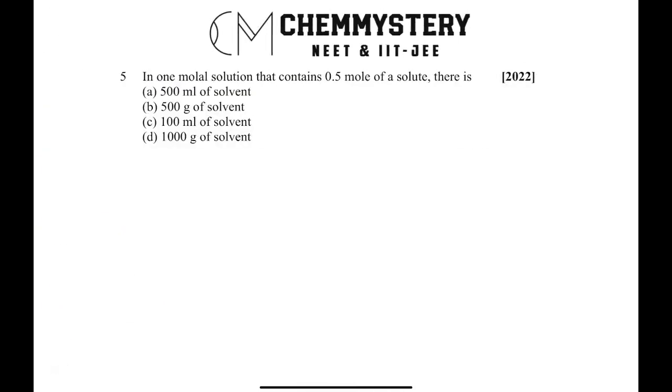Next one. In a 1 molal solution, what is given to us? Molality of the solution is 1 molal. The solution contains 0.5 moles of the solute. Moles of the solute is also given, and molality of the solution is also given. Related to the solvent, you need to find information, right? So what is molality? Molality is moles of solute by mass of solvent in kg.